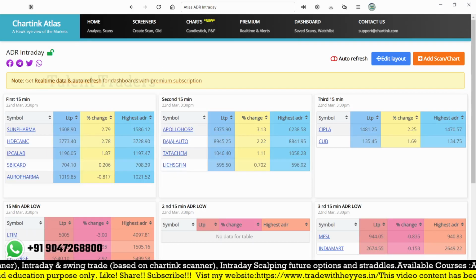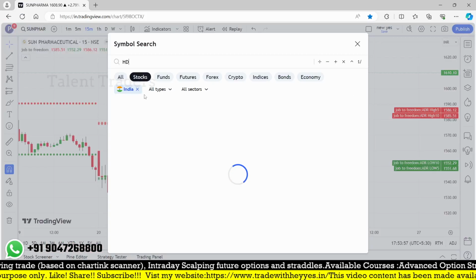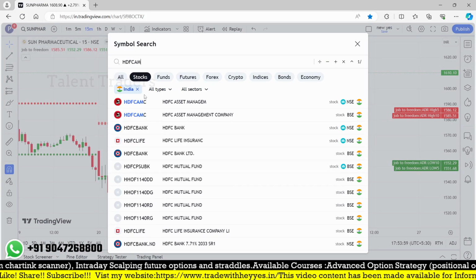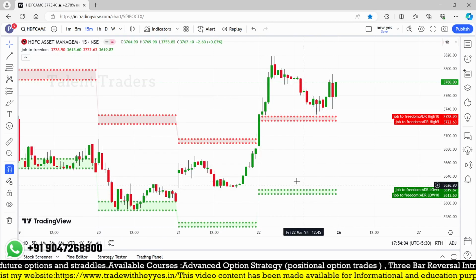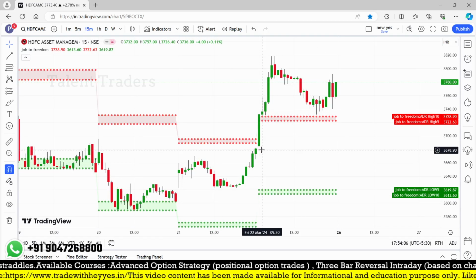Okay, so here the first one is Sun Pharma and the second one is HDFC AMC. If it's a profitable trade, we are not going to discuss it. If a loss happens, it may be huge. To avoid that, we are simply ignoring the first candle.